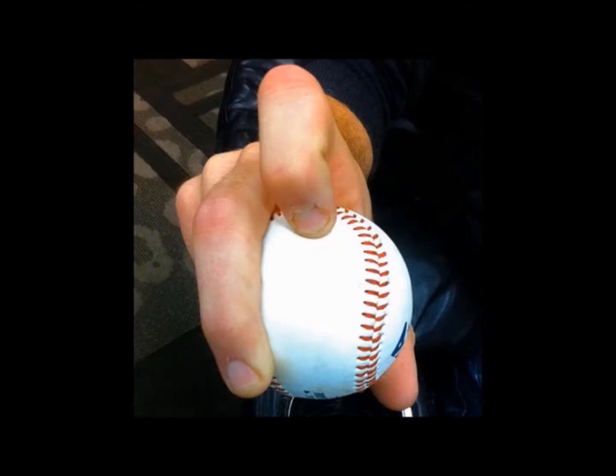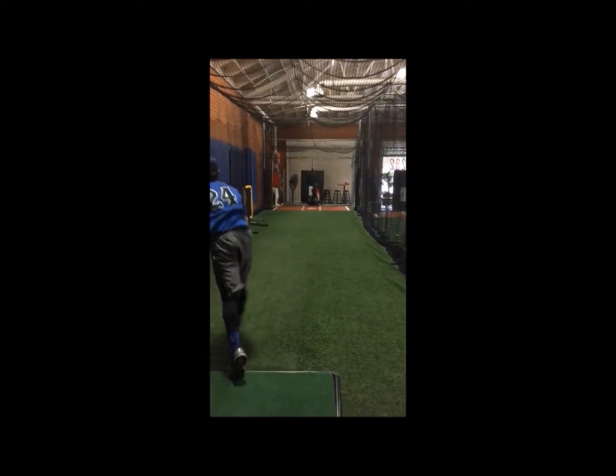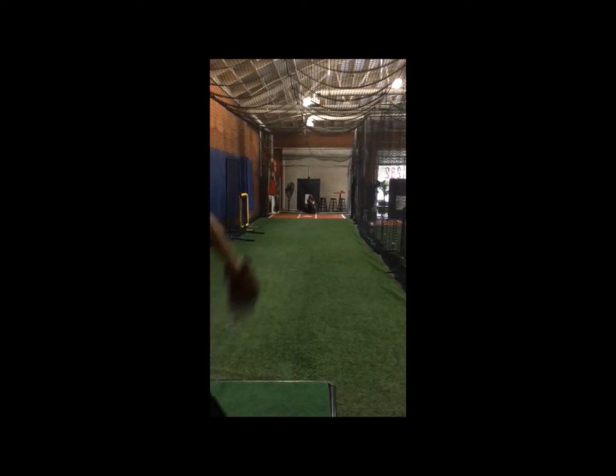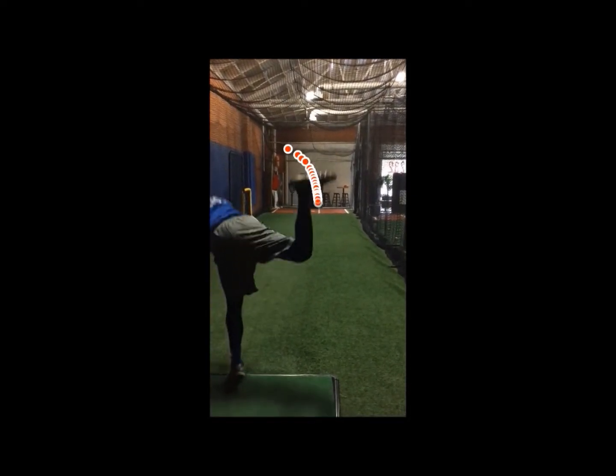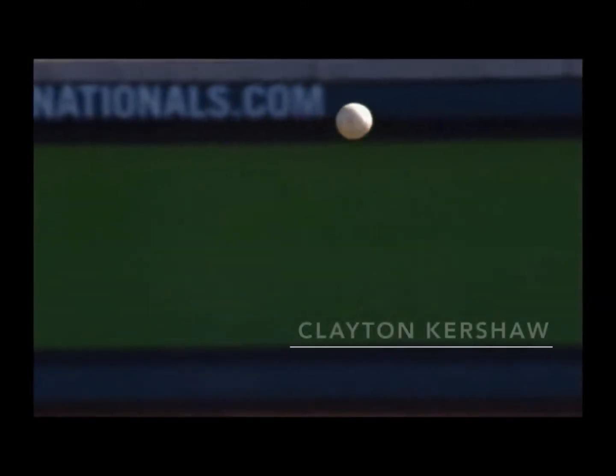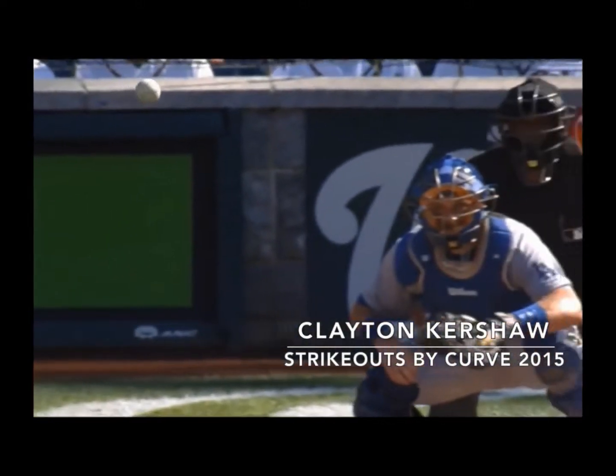The fourth pitch is the curveball, and in my opinion is one of the most fun pitches to throw. The curveball, originally called the drop ball, gets its name from its movement. The ball will look like it is coming straight at your shoulder, but at the last second it will drop or curve to the catcher's glove.